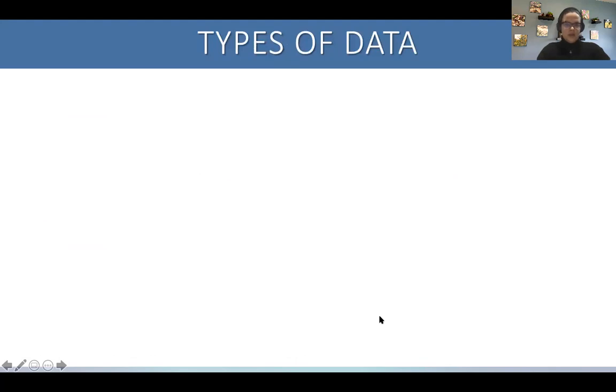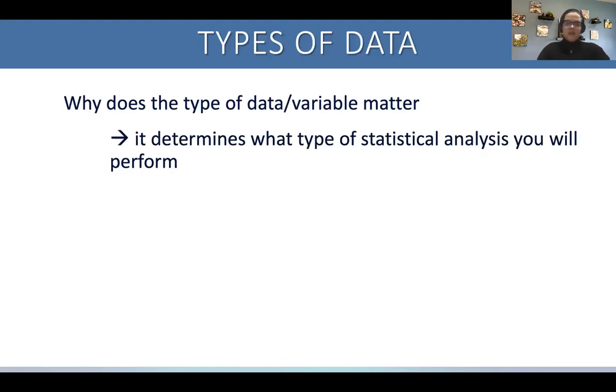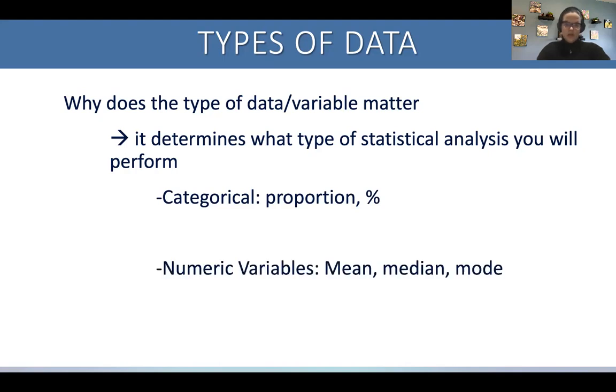When we really focus in on the types of data in your analysis plan, the type of data or variable matters because it will determine what type of statistical analysis you will perform. The type of data can be categorical, and will represent a proportion or percentage, or it can be numeric variables, and you can look at the mean, median, and modes and compare them across groups. For categorical variables, we often use a chi-square and other statistical analyses. And for numeric variables, one example of a test we can use is the t-test.